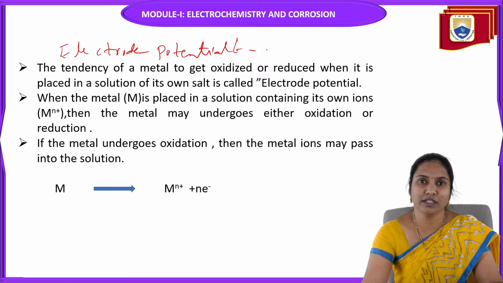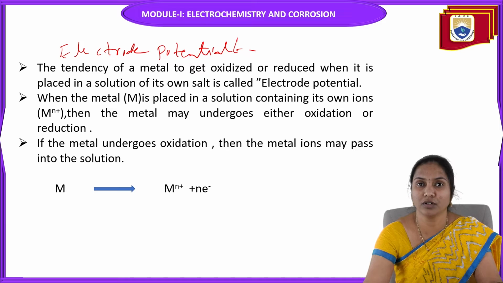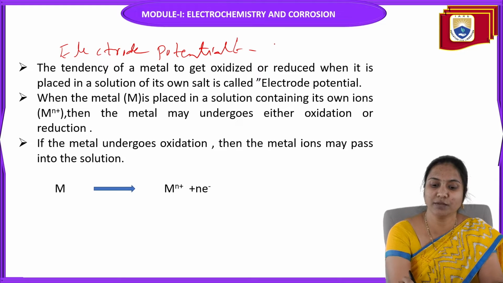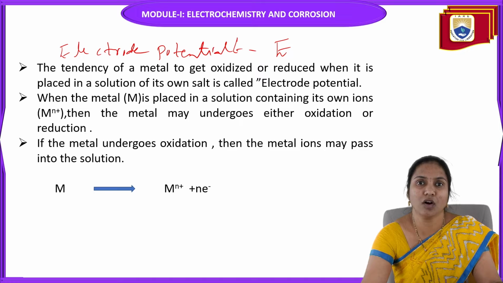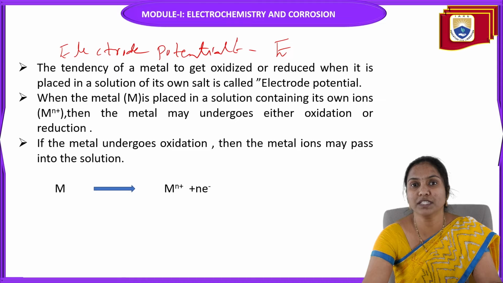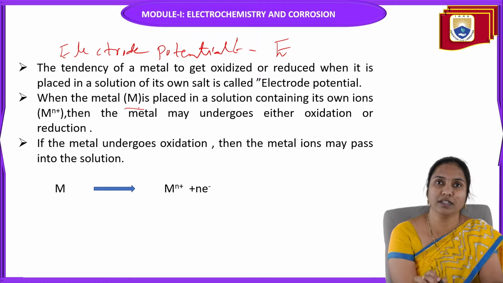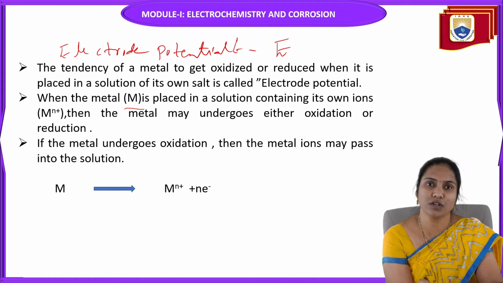The tendency of a metal to get oxidized or reduced when it is dipped in the solution of its own salt is called electrode potential. It is represented by capital E. The tendency of a metal to get oxidized means loss of electrons, or to gain electrons, that means reduction. For example, here any metal is placed in the solution of its own salt.